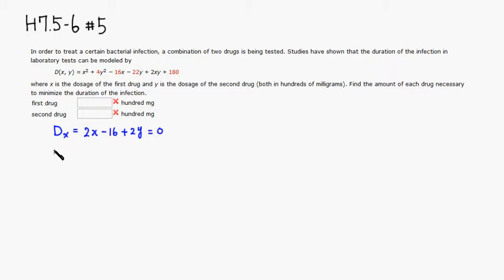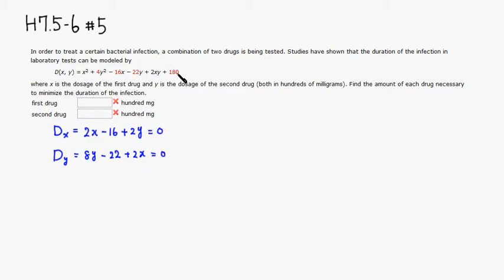Then we take the partial of D with respect to y. Alright, so that's 0, so you get 8y, that's 0 minus 22, and then you have a 2x, and that's 0, so set that equal to 0.